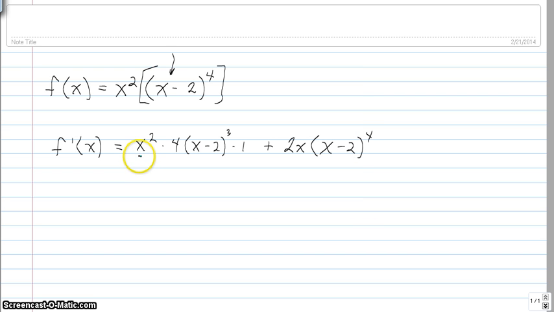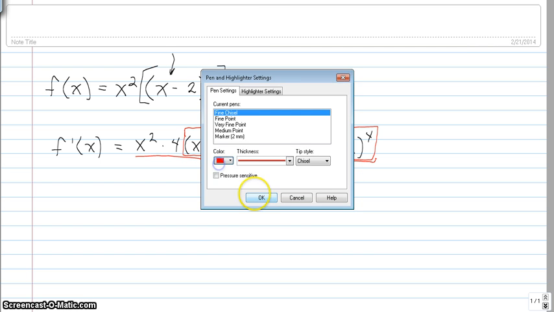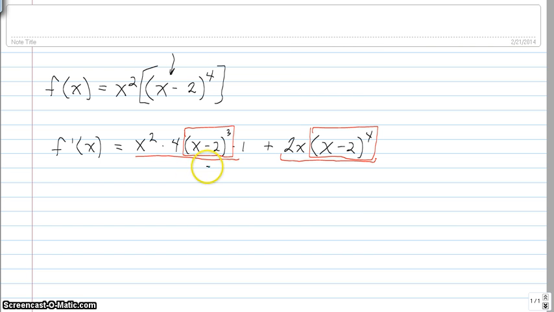what I'm going to do is look at this first term, and within this first term I see 3 factors of x minus 2. And then in the second term I've got 4 factors of x minus 2. So I'm going to pull out, since each of the 2 terms contains at least 3 factors of x minus 2, I'm going to pull those out. So I'm going to pull out 3 here and 3 here. I'm going to take those to the front.